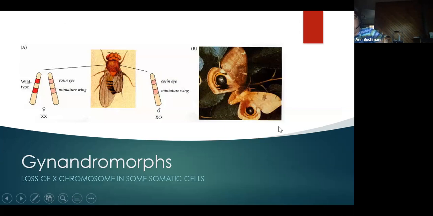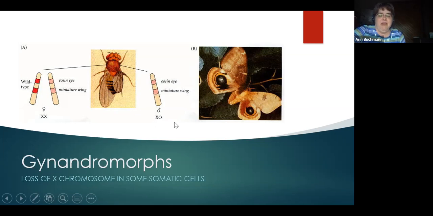Flies and other insects can have what are called gynandromorphs, gyn meaning female, andro meaning male. These are flies or butterflies or other things that have characteristics of both males and females. This is actually a moth. So flies and moths and other organisms. And basically what's happened in these organisms is that they started off as an XX. But sometime during the course of mitosis, they lost one of the X's in one of the cells. And after that, all of the cells that resulted from that cell only had one X chromosome.